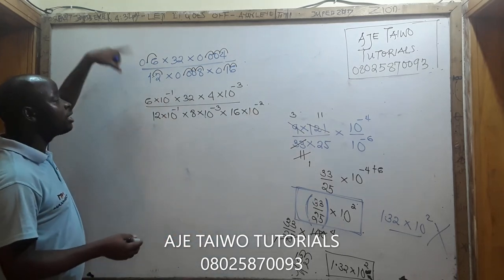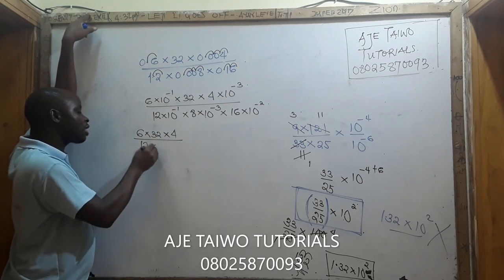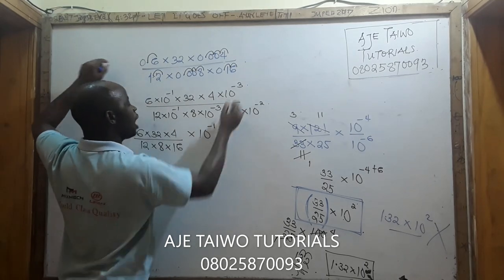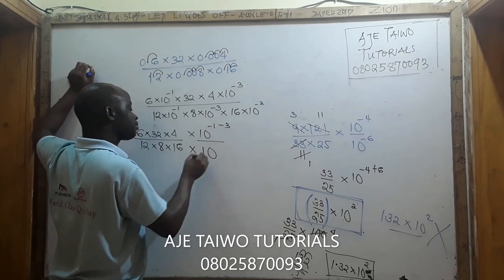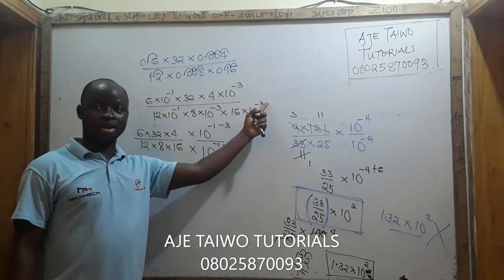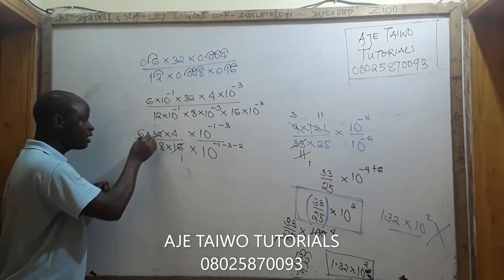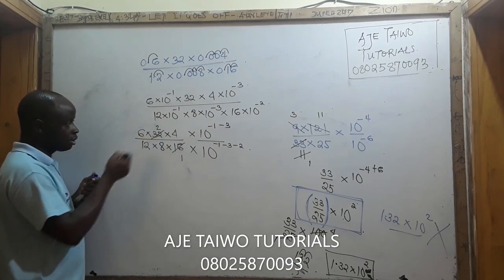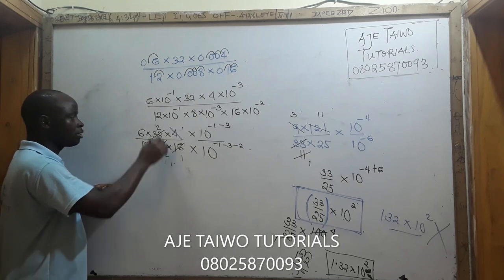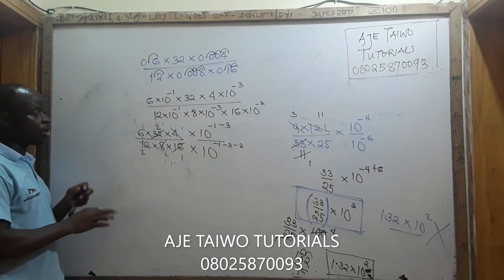So what do we do? Pack all the numbers together. 6 times 32 times 4, all over 12 times 8 times 16, then times 10 raised to power minus 1 and minus 3 over 10 raised to power minus 1, minus 3, minus 2. So this one, let's go. 16 here, 1. 16 here, 2. I'm cutting. 4 here, 1. 4 here, 2. I'm cutting. 2 here, 1. 2 here, 1. 6 here, 1. 6 here, 2. I've cut everything.